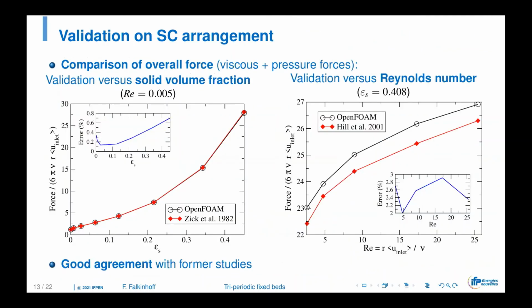On the simple cubic arrangement, we compare the total force exerted by the fluid on the solid, viscous plus pressure, either when you vary the solid volume fraction on the left, or when you vary the Reynolds number on the right, at a constant solid fraction for the second, and at a constant Reynolds number for the first. We get a fairly good comparison with literature data, for instance with Zick et al. When we vary the solid volume fraction, you see in the small graph that the error is less than a few percent.